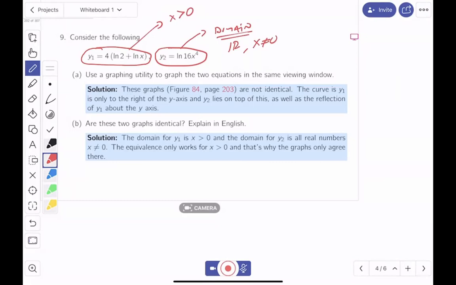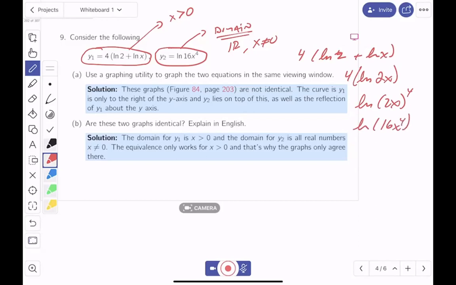Well, if you condense, I'll write this on the side for you. Whoops, made a mistake already. This would give me ln 2x, and then it'd be ln (2x) to the 4th power, which would be ln 16x^4. So the bottom line is, for manipulation reasons, they're really the same. But the problem is the domains are different, all right?